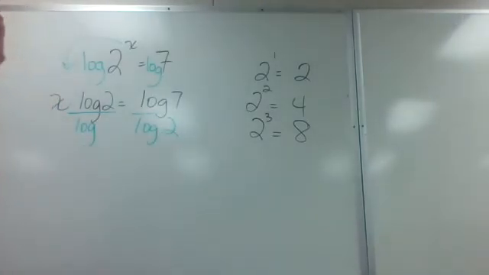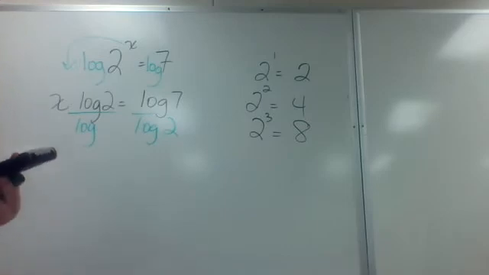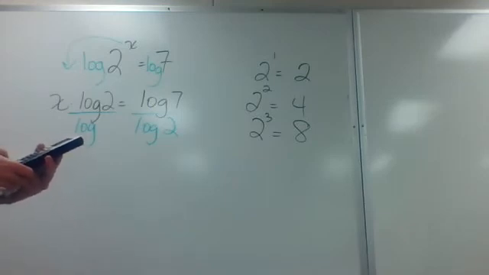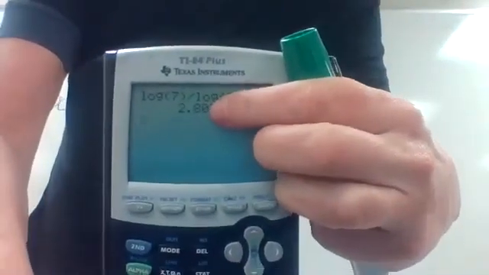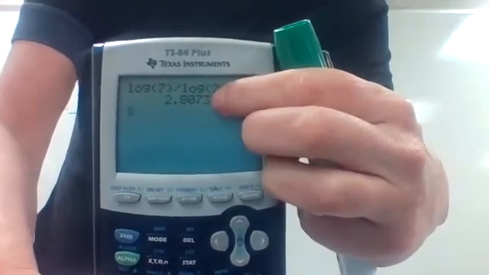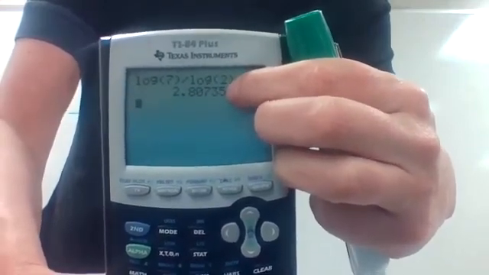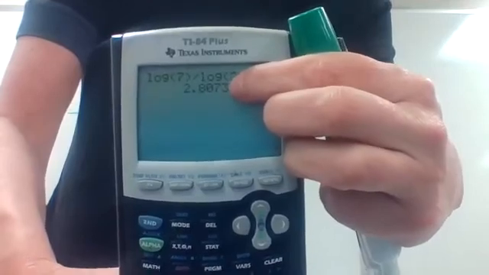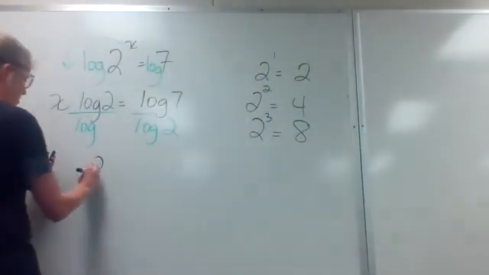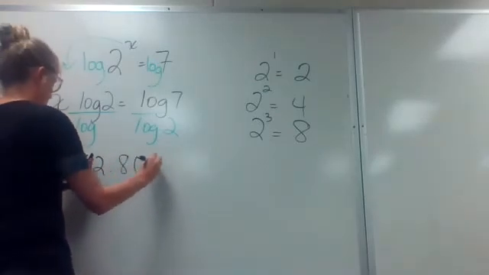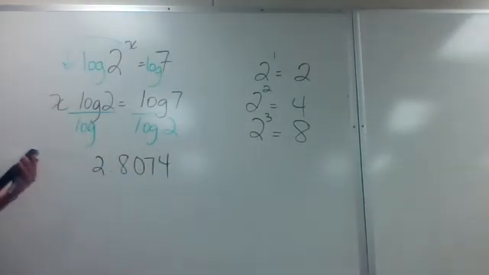and round it to 4 decimal places. So I just have log 7, close, divided by log 2, close, round it to 4 decimal places. So 1, 2, 3, 4. After that, 3 is a 5. So I will round that 3 up to a 4. So I have 2.8074.